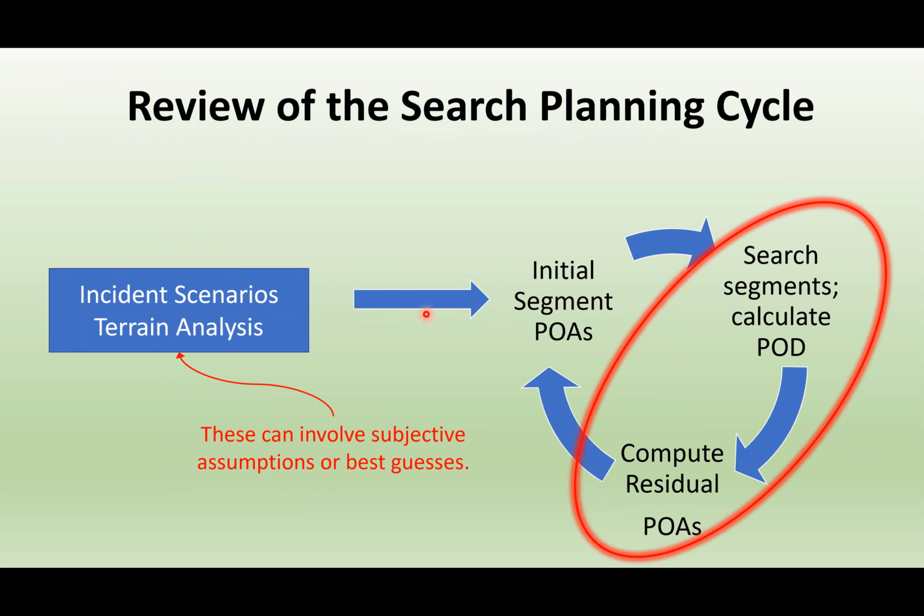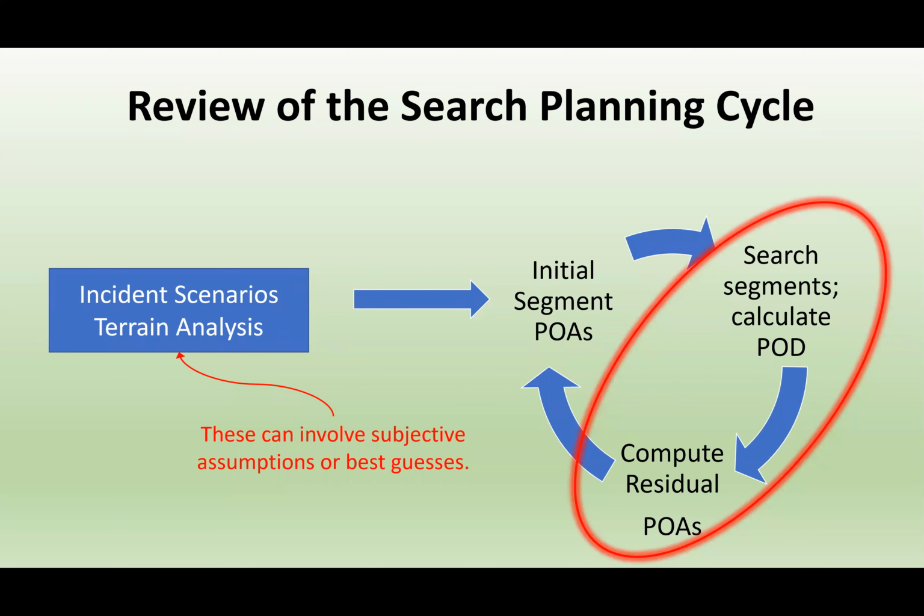So those who took careful notes during our first session will remember this diagram. And let's quickly review our search planning cycle. We begin by gathering information, speculating about specific scenarios, combining that with terrain analysis, and defining search regions and areas. We make initial statements about probability of area. Then to complete the cycle, we actually go out into the world and search. And then we'll see tonight how we use that experience to calculate probability of detection and cycle back to compute how our initial area POAs change.